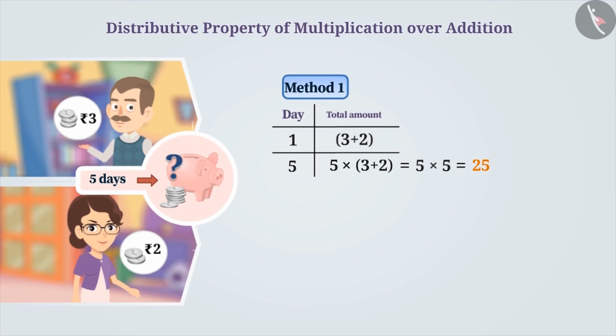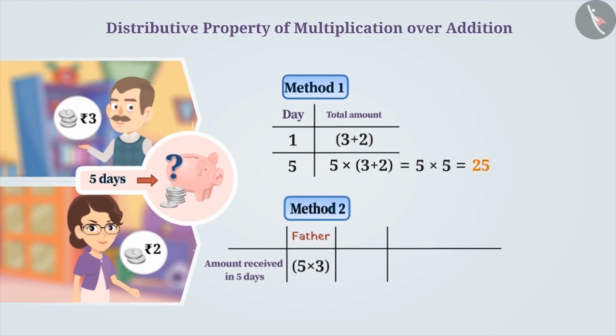Method 2. The other method is first you will find out the total amount given by your father in 5 days and the total amount given by your mother in 5 days. Now add these two values. That is, find the value of 5 into 3 plus 5 into 2. The solution is 15 plus 10, which is 25.